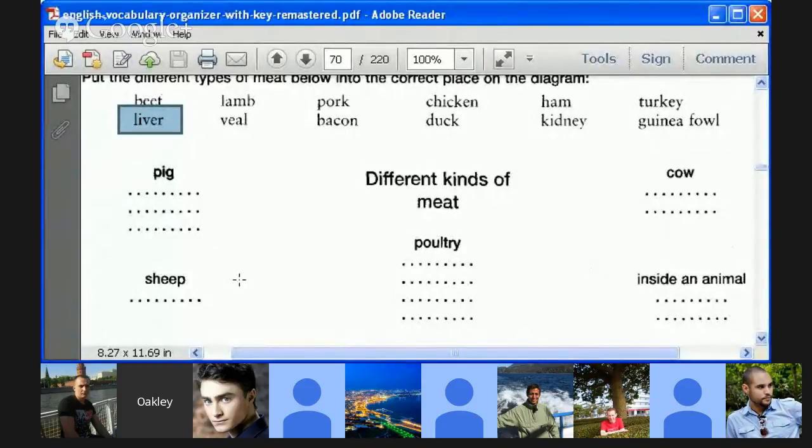Okay. Anyway, Carlos. Carlos, you're here? Yeah. Liver. What category does that belong in? Liver belongs to inside. No, you're right. Inside an animal. Yeah, many people eat cow liver, chicken liver, even pig liver. Yeah, you can eat the liver of many animals. Many people don't like liver. Carlos, do you enjoy liver? No, I don't like it.